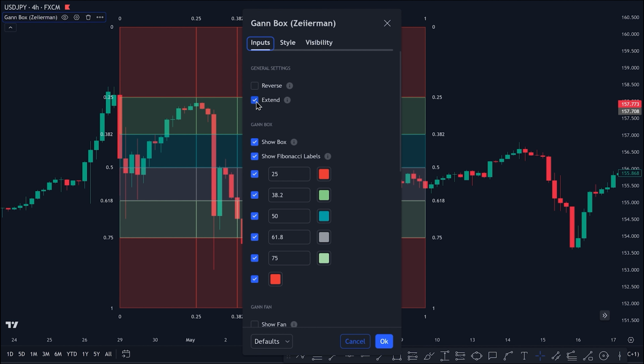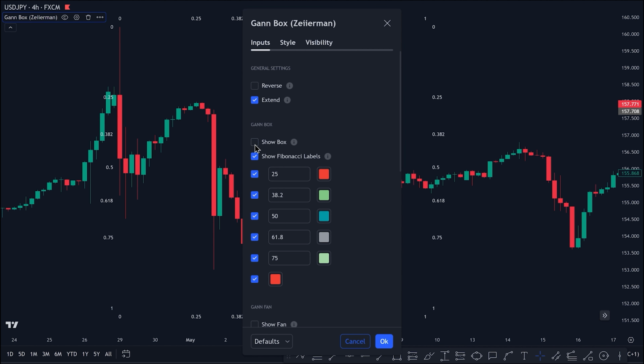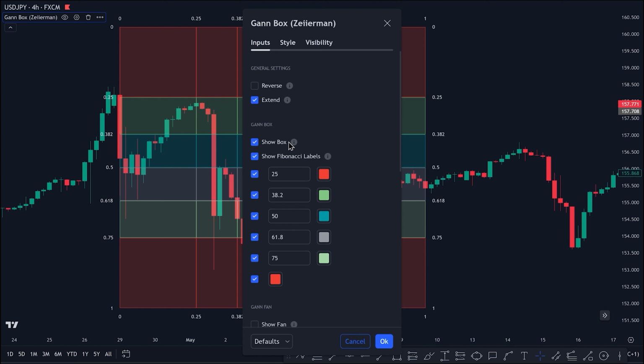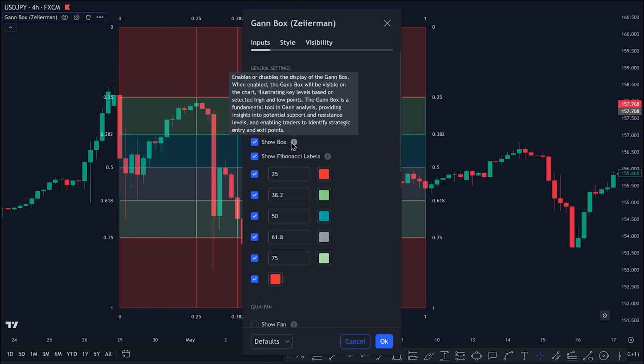The extend setting allows you to extend the drawing of Gann lines or boxes into the future beyond the current last bar, which is essential for forecasting future price movements and identifying potential support or resistance levels that lie outside the current price action. The show box option toggles the visibility of the Gann box on the chart, highlighting key levels based on selected high and low points to identify potential support and resistance areas.